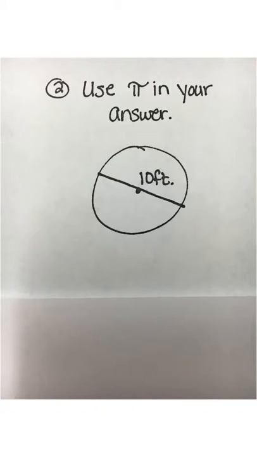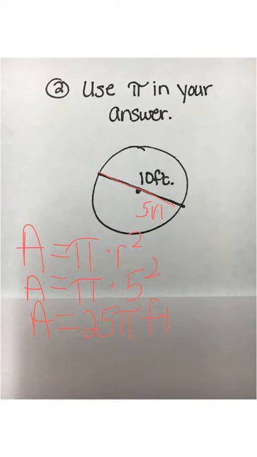Number 2, use pi in your answer. If you look at the diagram, you will see that it is actually a diameter that goes all the way across the circle, and that is 10 feet. So when we have our formula, area equals pi times the radius squared, we need to find what the radius is. The radius is half the diameter, so the radius will actually be 5 feet. So now when you plug it in, it will be area equals pi times 5 squared. So your area will equal 25 pi feet squared.